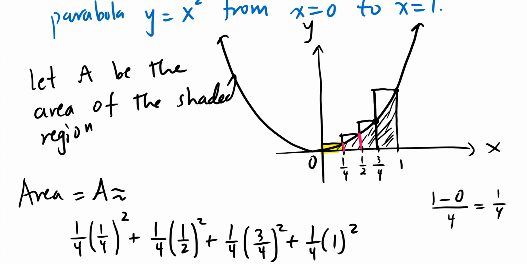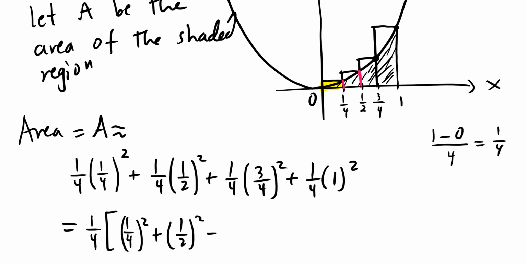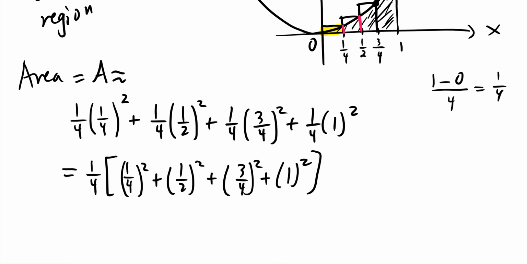Now we can factor the 1/4 out. That gives us 1/4 times the quantity 1/4 squared plus 1/2 squared plus 3/4 squared plus 1 squared. We can put that in the calculator, and that gives exactly 0.46875.